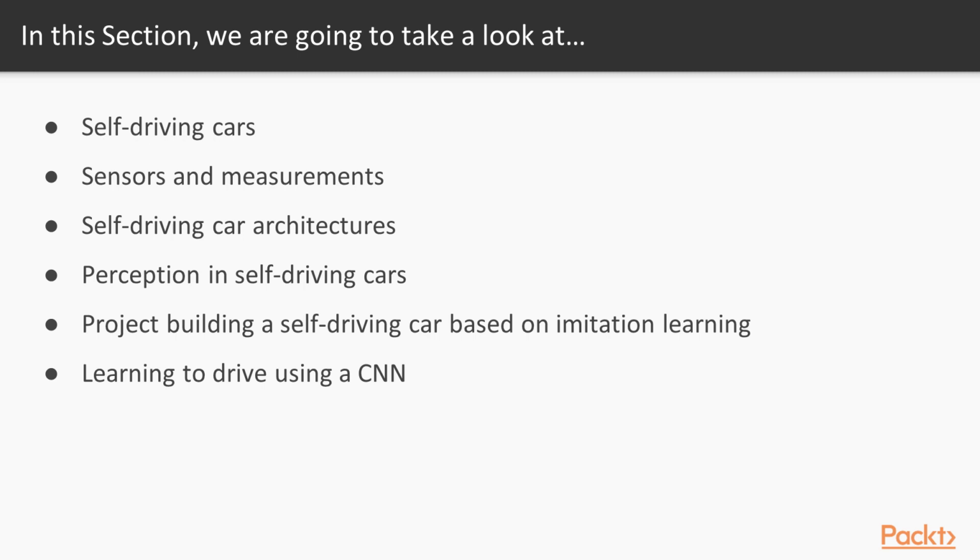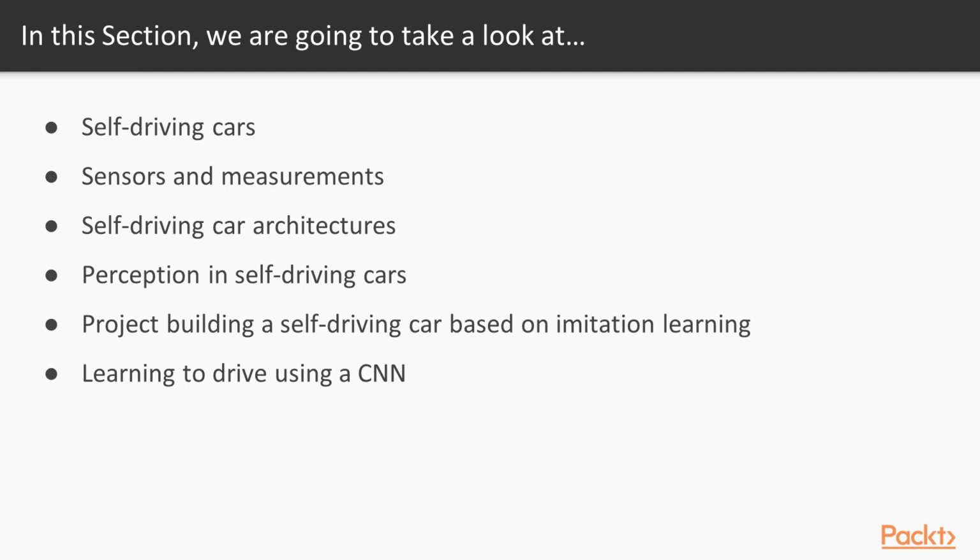We start this section by getting introduced to the field of self-driving cars and the state of the art in this field. We'll then have a look at the various sensors and measurements that aid perception and path planning. We'll then explore various architectures for making a car autonomous. And then we'll be exploring the perception stage of a self-driving car in even more detail.